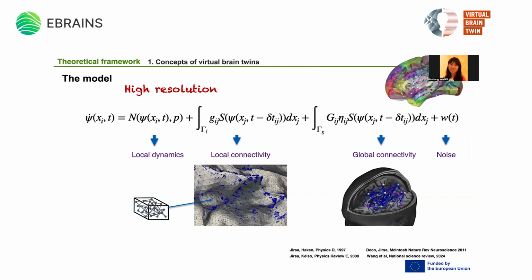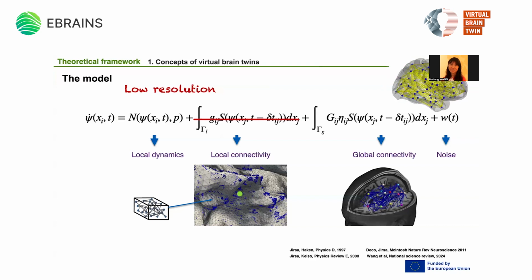First, let's look at the high-resolution modeling. We define the neural population activity at each vertex, denoted by psi, which depends on location x and time t. The first term describes the local dynamics. Each population interacts with its neighbors through local connectivity and with distant areas through global connectivity along white fiber tracks. And finally, we add a noise term to capture intrinsic variability.